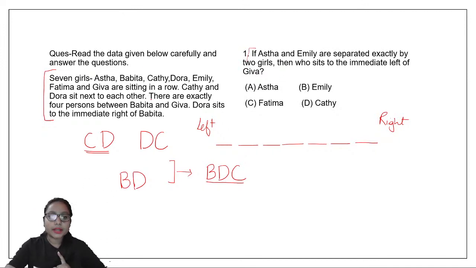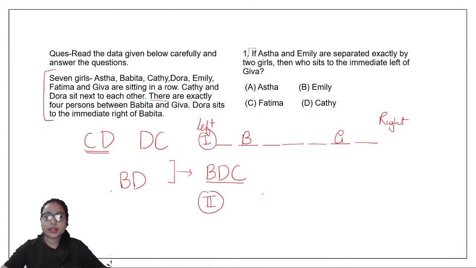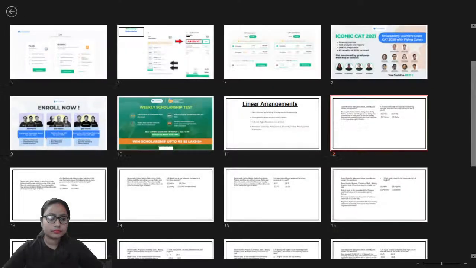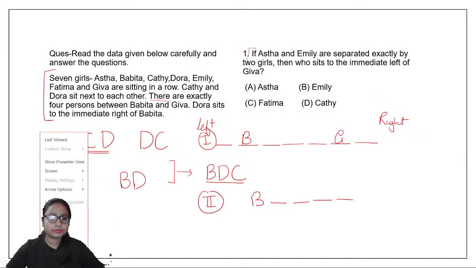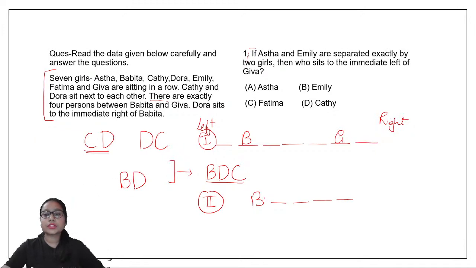Now we have missed one point here. It says that there are exactly 4 people between Babita and Jiva. So let me just fill Babita here, and 4 people means Jiva could be here. So this is one arrangement. Let's see what the other arrangement is. Babita and Jiva can interchange their places also.